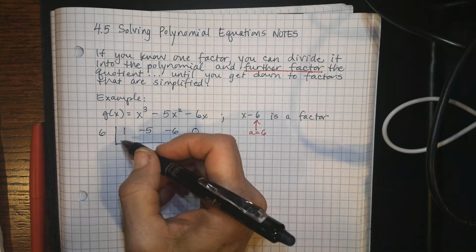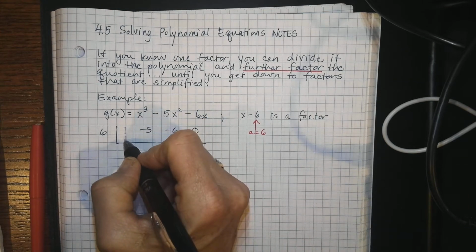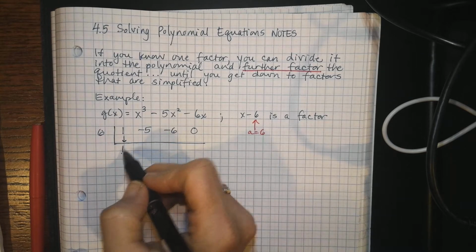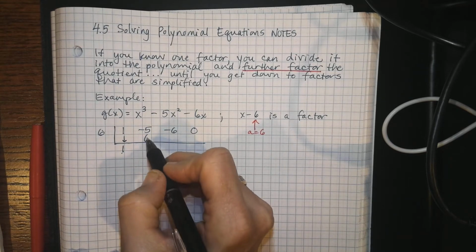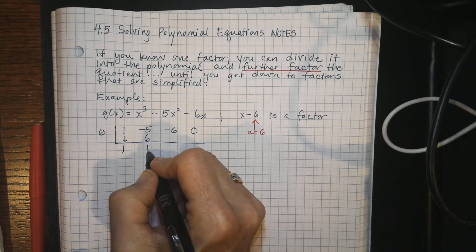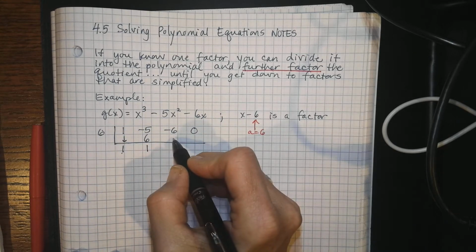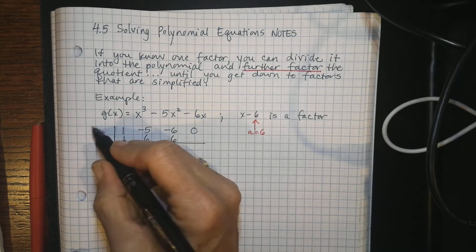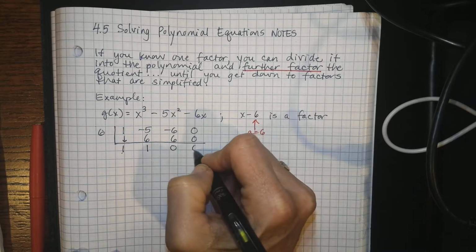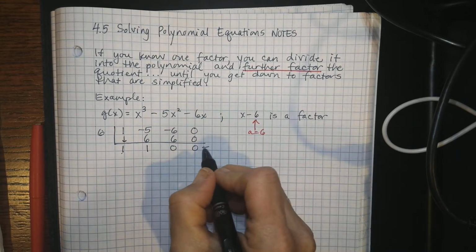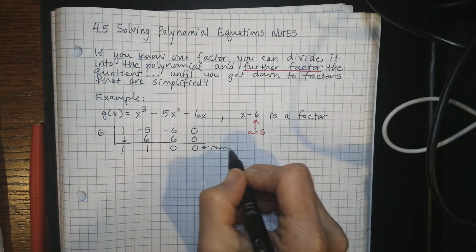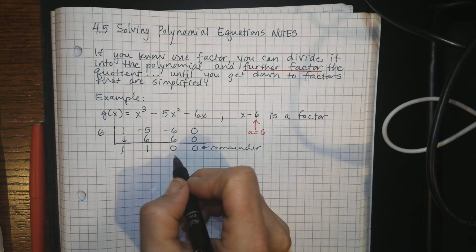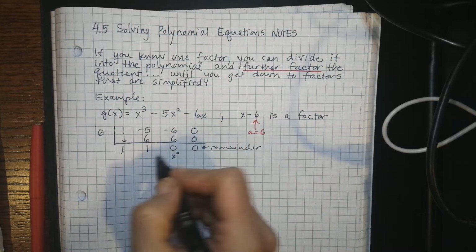So remember the process that we did last week? I'm going to bring down the 1. That just comes straight down. 6 times 1 goes here. Add these together. 6 times 1 goes here. Add them together. 6 times 0 goes here. And of course this shows, right, this is your remainder, which we knew it would be 0 because it's a factor. And this right here is your x to the 0.